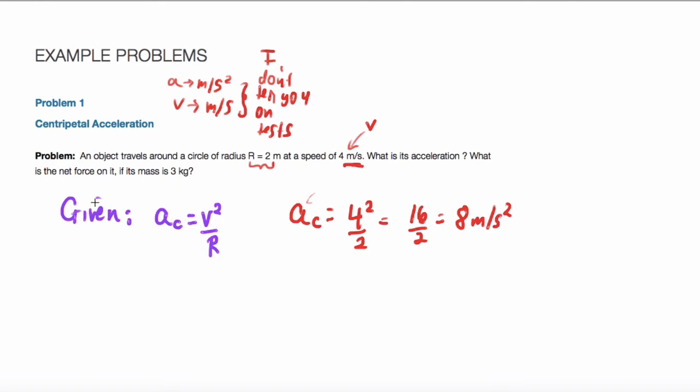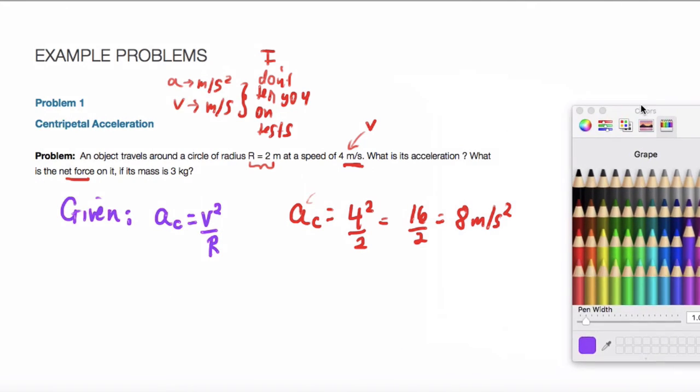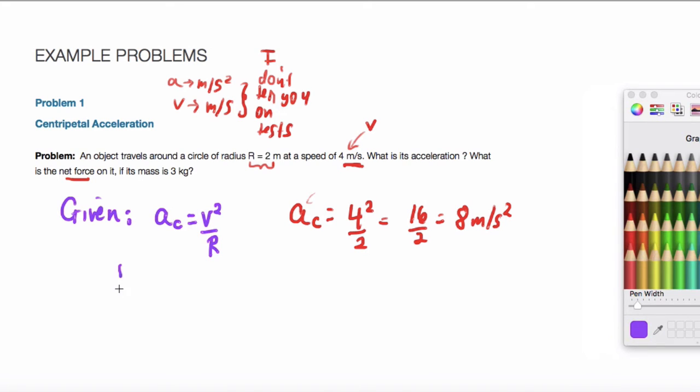Now, the next thing we want to do is get the net force on it. So I actually give you another formula in the formula sheet, which is that the net force is m times the centripetal acceleration. That's when you're moving in a circle. And so that's just going to be a question of plugging in the mass, which is 3, and the acceleration, which is 8, right here, and there's the mass, m.